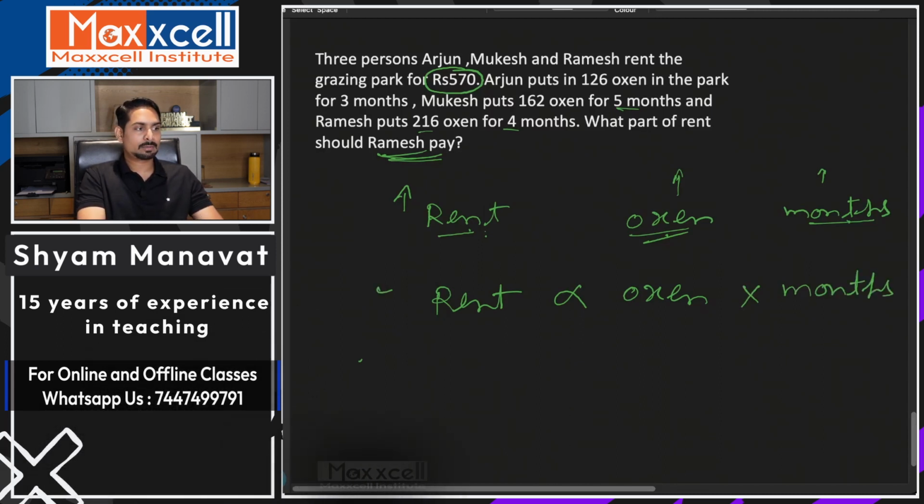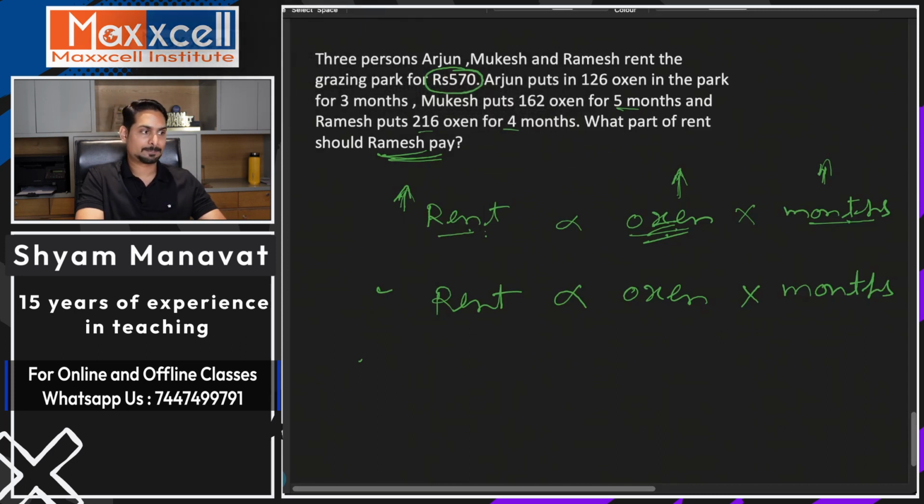Okay, that's how you conclude the relation. As oxen increases, rent increases. They are directly proportional when you keep the month constant. As month increases, rent increases when you keep the oxen constant, right? In that case, you can say month and oxen jointly vary with respect to rent, or rent jointly varies with respect to oxen as well as time.